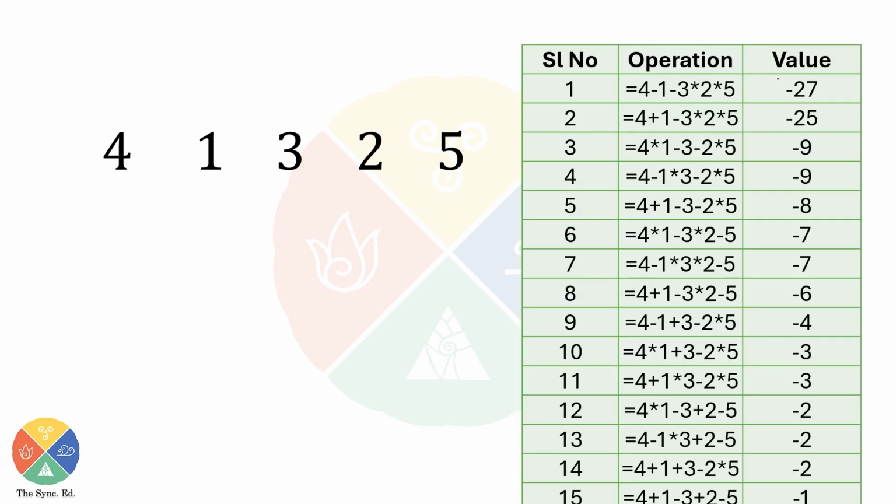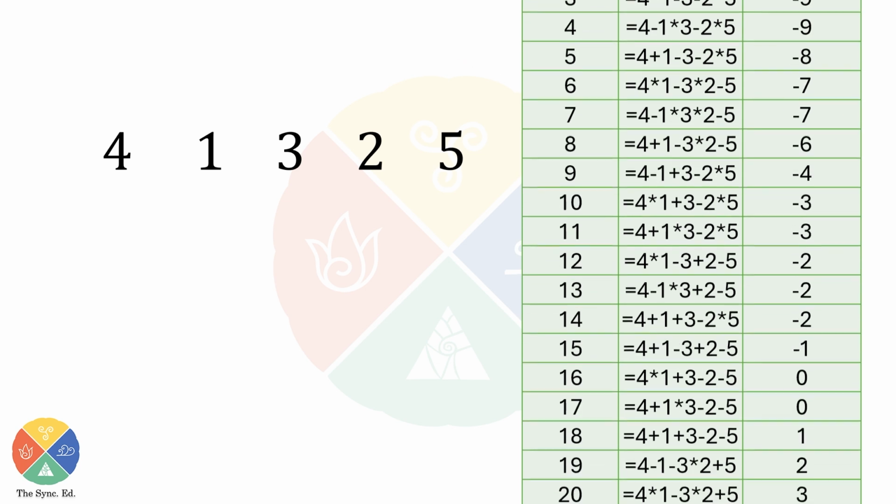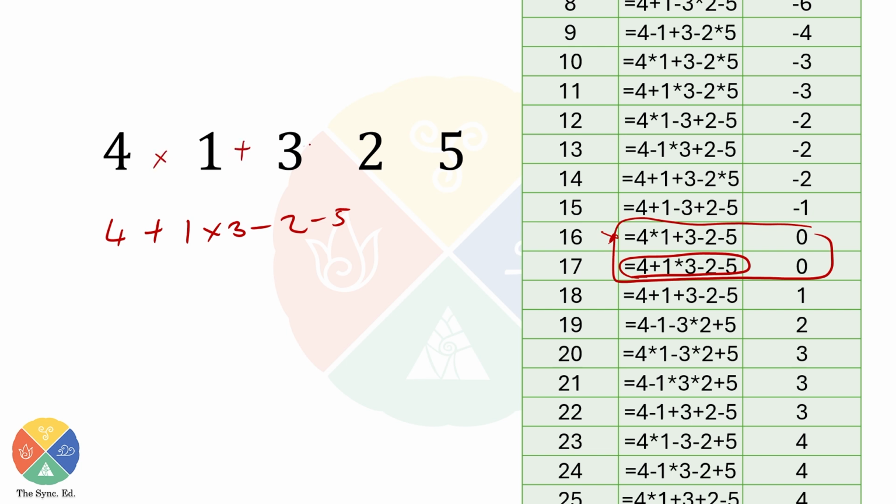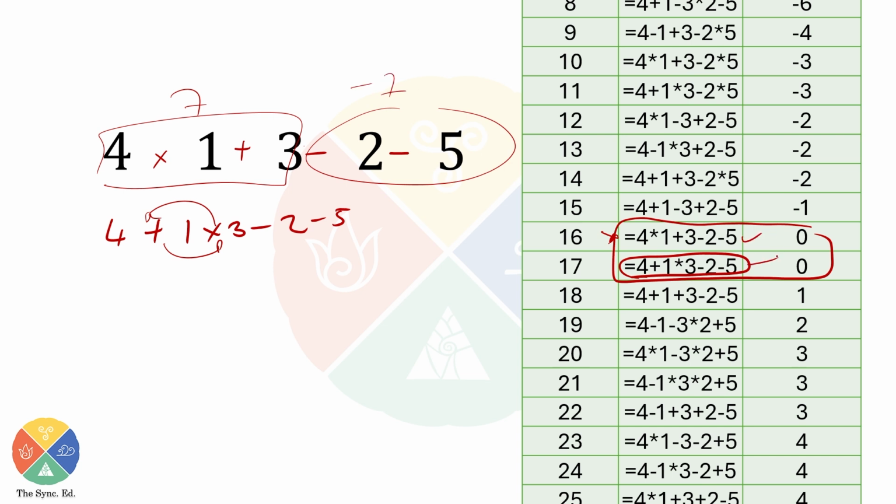So if you see, the smallest value of this is, in my simulation, minus 27. Hopefully that's a value which we also got. And 0 has been created in 2 places. What we did is that in the clearly place, 3 minus 2, this is the value which we did. There is one more way, 4 into 1 plus 3 minus 2 minus 5. They just change the position of into and plus. Of course, this is going to create 7, this is going to create minus 7, same answer. So 2 possibilities are there to create the zeros.